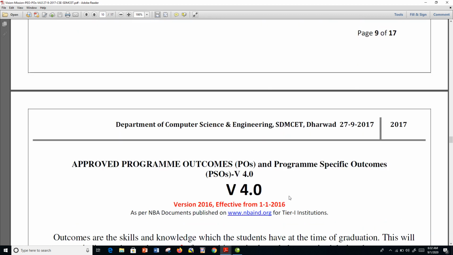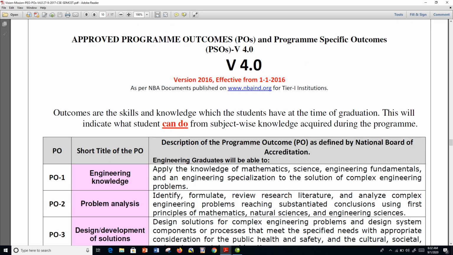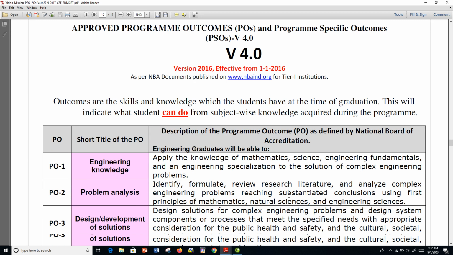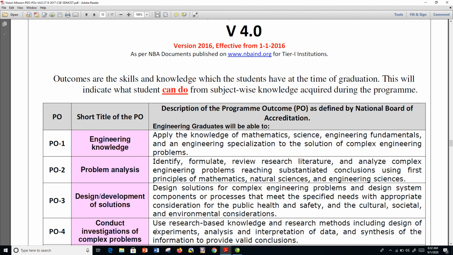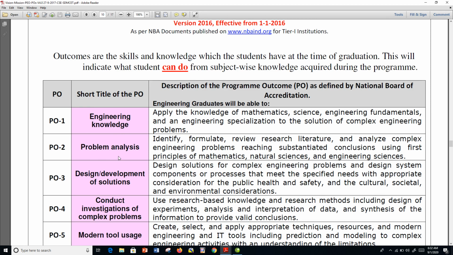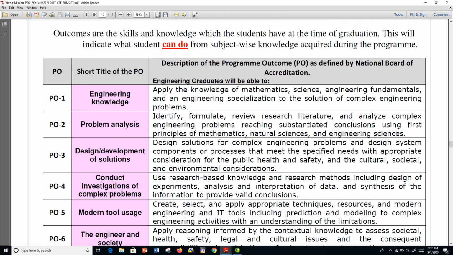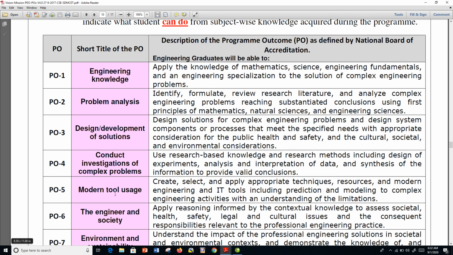Then the last part is the program outcome. There are 12 program outcomes that are standard throughout the country that speak about what you can do from the subject-wise knowledge acquired during the program. There are 12 short things that I'll share with you. Remaining things are available on the college website, you can see it. Program outcome number one is engineering knowledge. Number two is problem analysis, your ability to analyze a problem. Number three is design and development of solutions. Fourth one is conduct investigations of complex problems. Fifth one, modern tool usage.